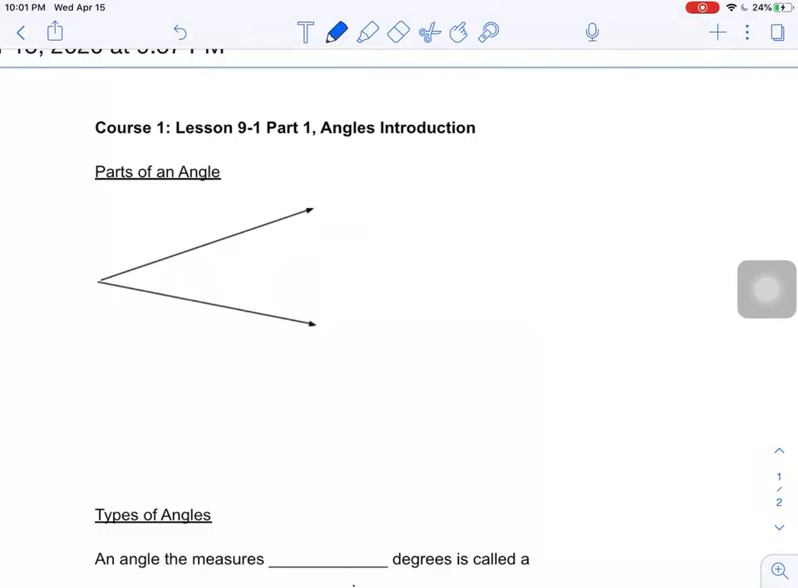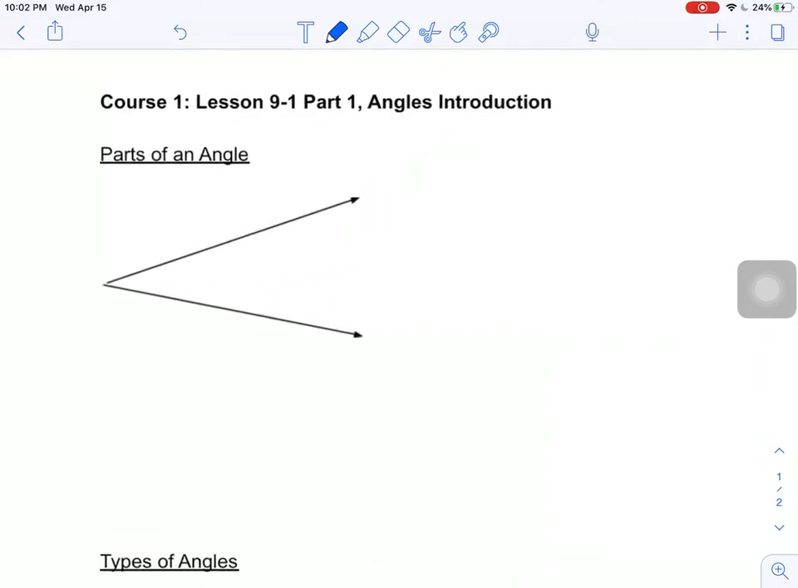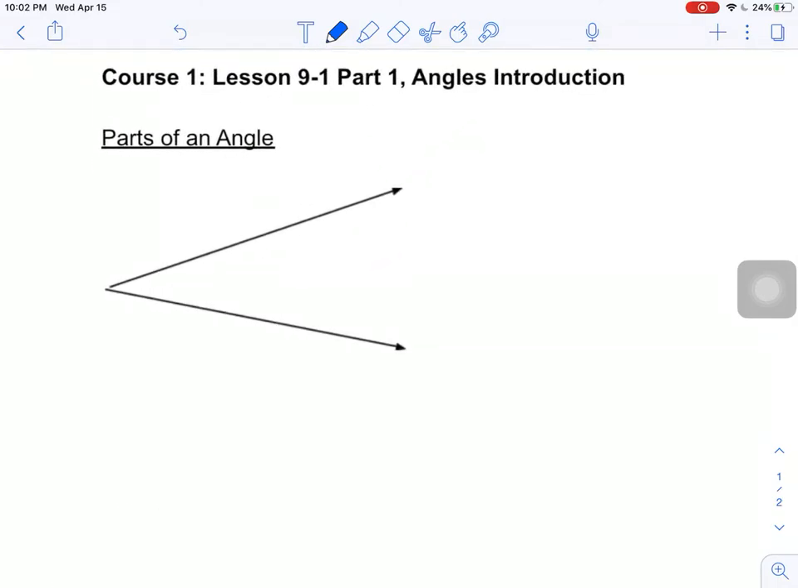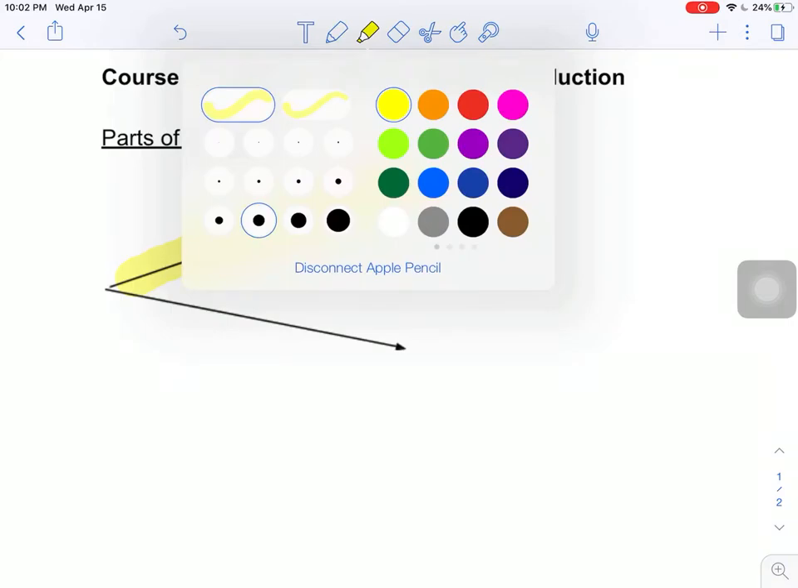So the very first thing, if we're going to talk about angles, is mathematically, what is an angle? So you've got a picture of an angle sitting in your notes diagram. So an angle looks like this. There's some vocabulary that goes with an angle. So an angle has what are called two rays. So they look like lines, but they're actually not lines.